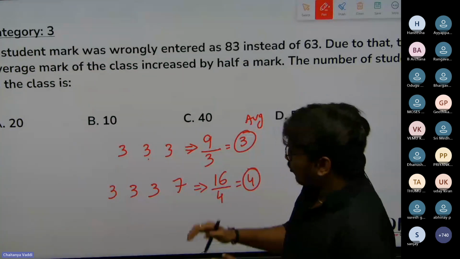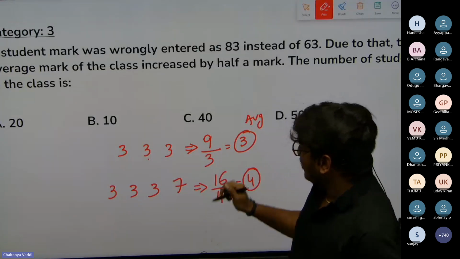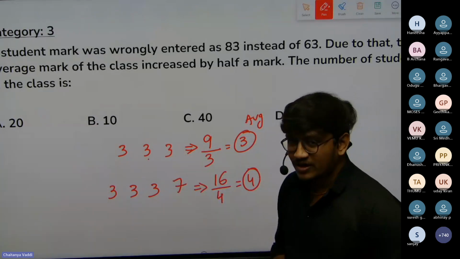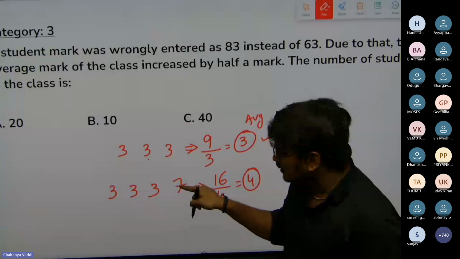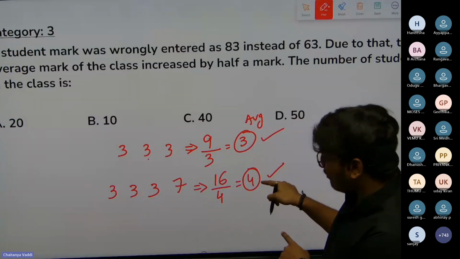Correct? Now what this chocolate method tells us is very simple. When we have 3 students with 3 chocolates each, the average is 3. When the fourth person came to the class with 7 chocolates, the average became 4. I'll tell you how the average became 4.